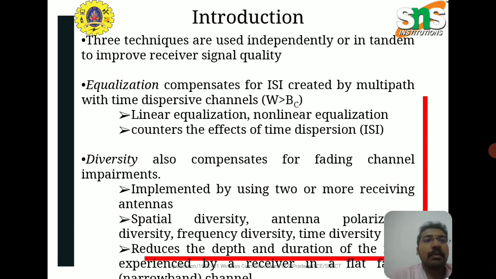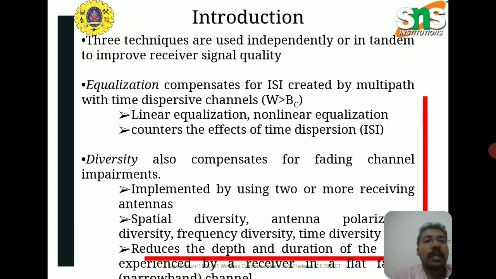It compensates for intersymbol interference created by multipath with time dispersive channel. It is classified into linear equalization and nonlinear equalization. Counters the effects of time dispersion.